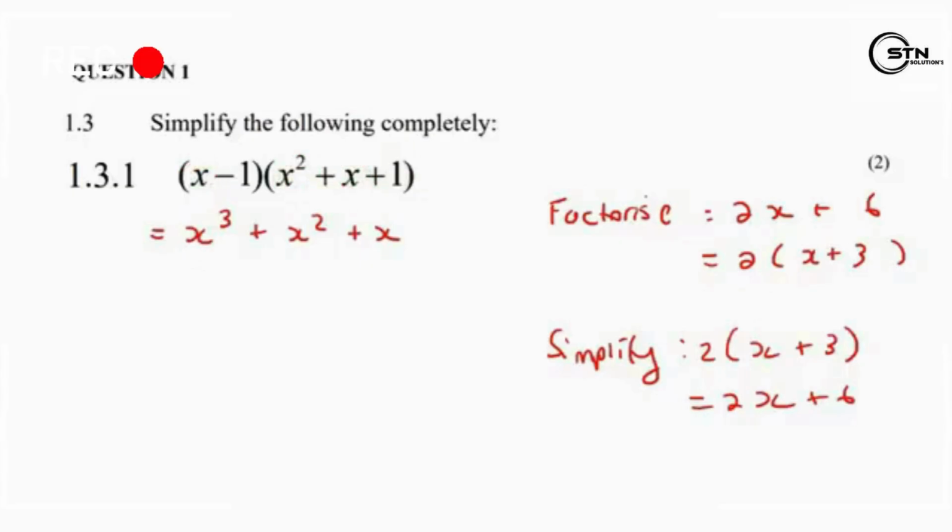So what I need to do next is I now need to take this one, and I'm going to multiply it with this, this, and this. So if I did with the first part, it's going to give me negative 1x squared. And then that next part will be negative 1x, and then negative 1.